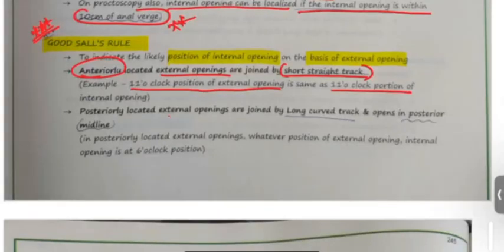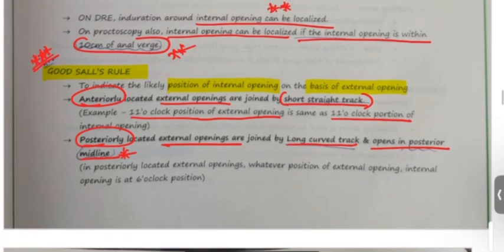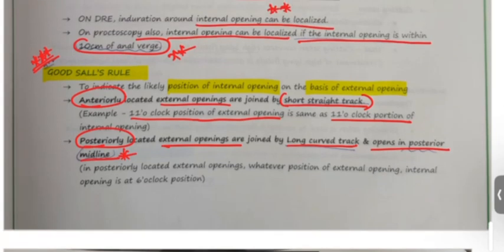If the external openings are located posteriorly, then these are joined by a long curved track and open in the posterior midline. So for posteriorly located external openings, whatever may be the position of the external opening, the internal opening will be at the 6 o'clock position.